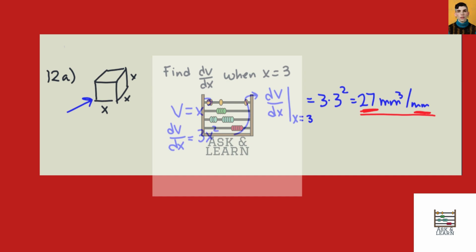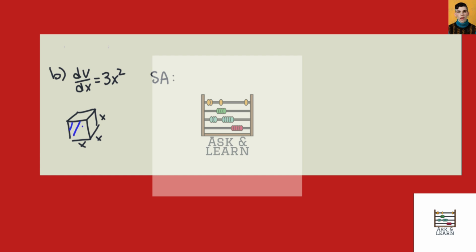And in part B of this problem, we're looking at surface area. So to get the surface area of a cube, you're going to add the area of every surface. And for this cube, every surface has an area of x squared, and there are 6 of those. So the surface area is 6x squared. Notice that the derivative of the volume is half of the surface area.